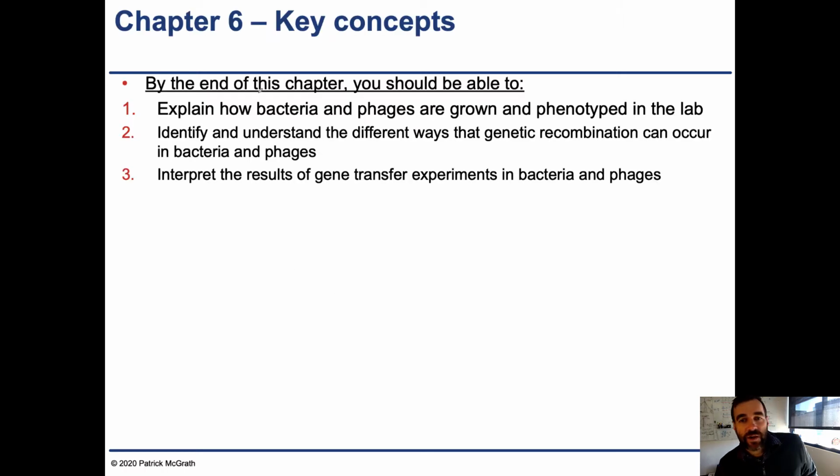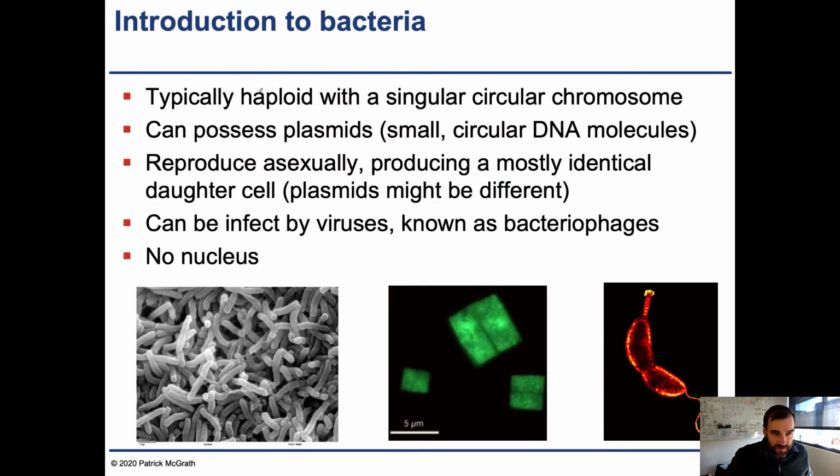By the end of this chapter, you should be able to explain how bacteria and phages are grown and phenotyped in the lab, and identify and understand the different ways that genetic recombination can occur. Bacteria don't have sex in the same way that humans and diploid animals do, but they're still able to exchange genetic information and replace their DNA with other DNA. And then you should be able to interpret the results of gene transfer experiments in bacteria and phages.